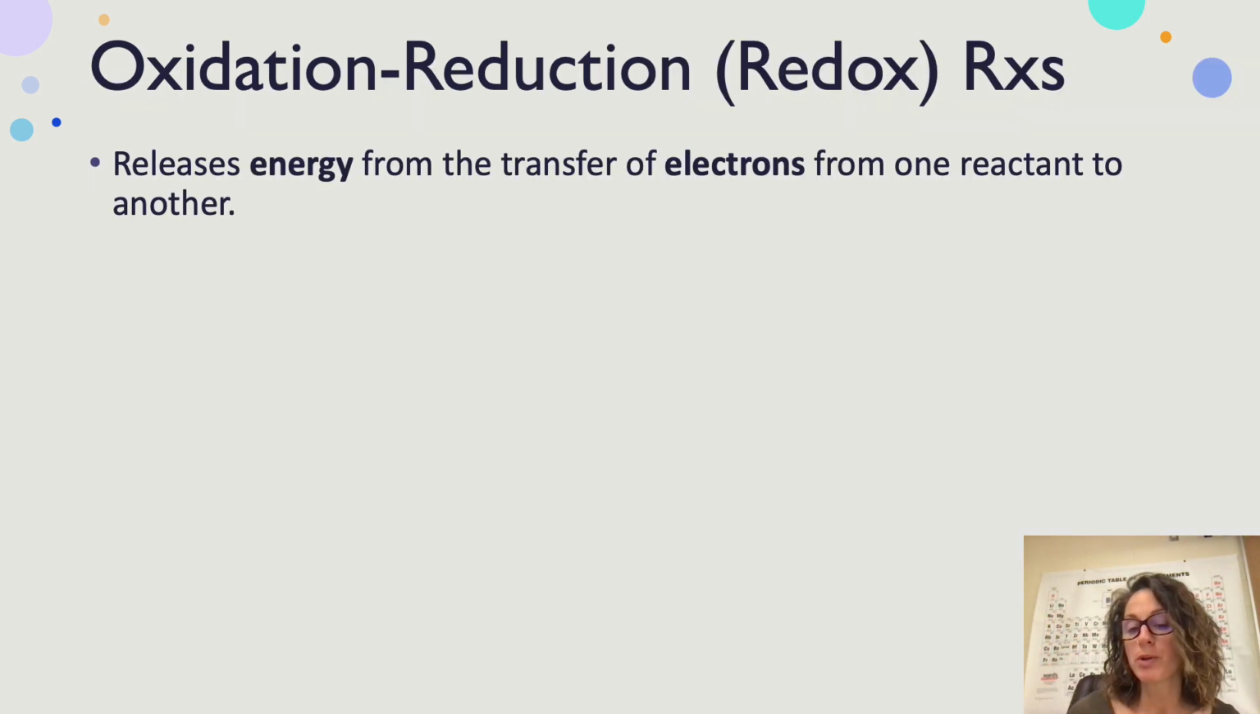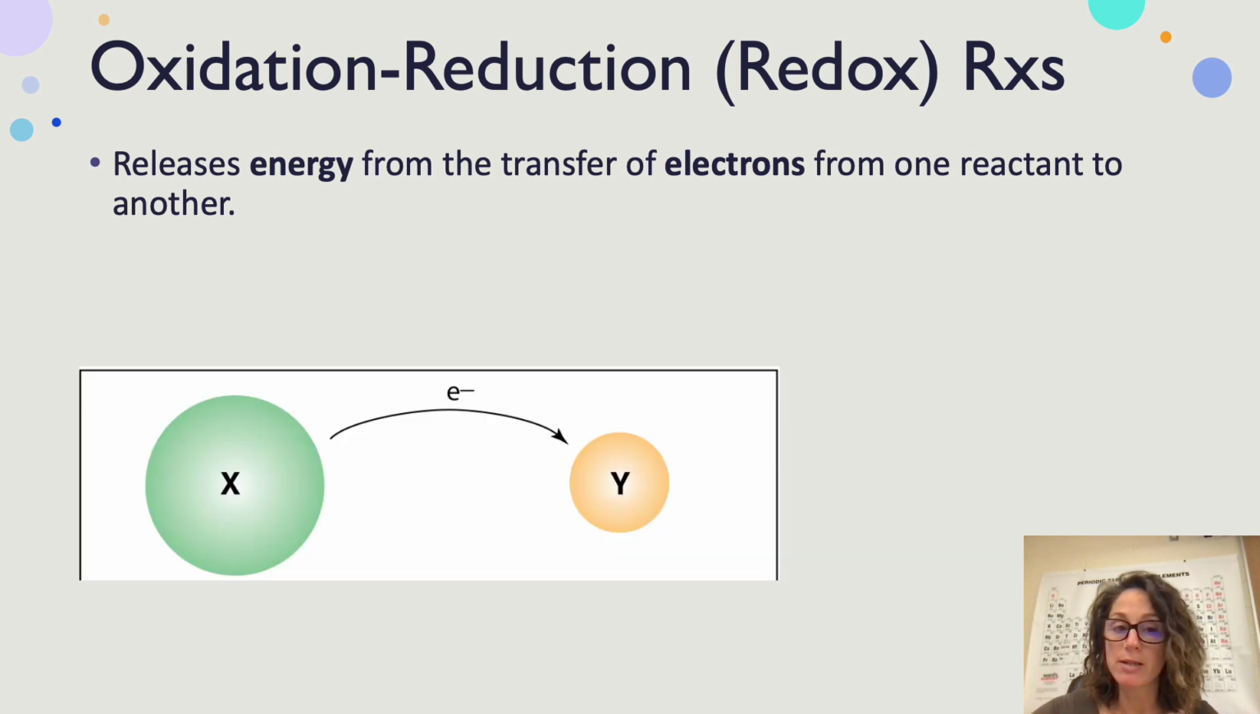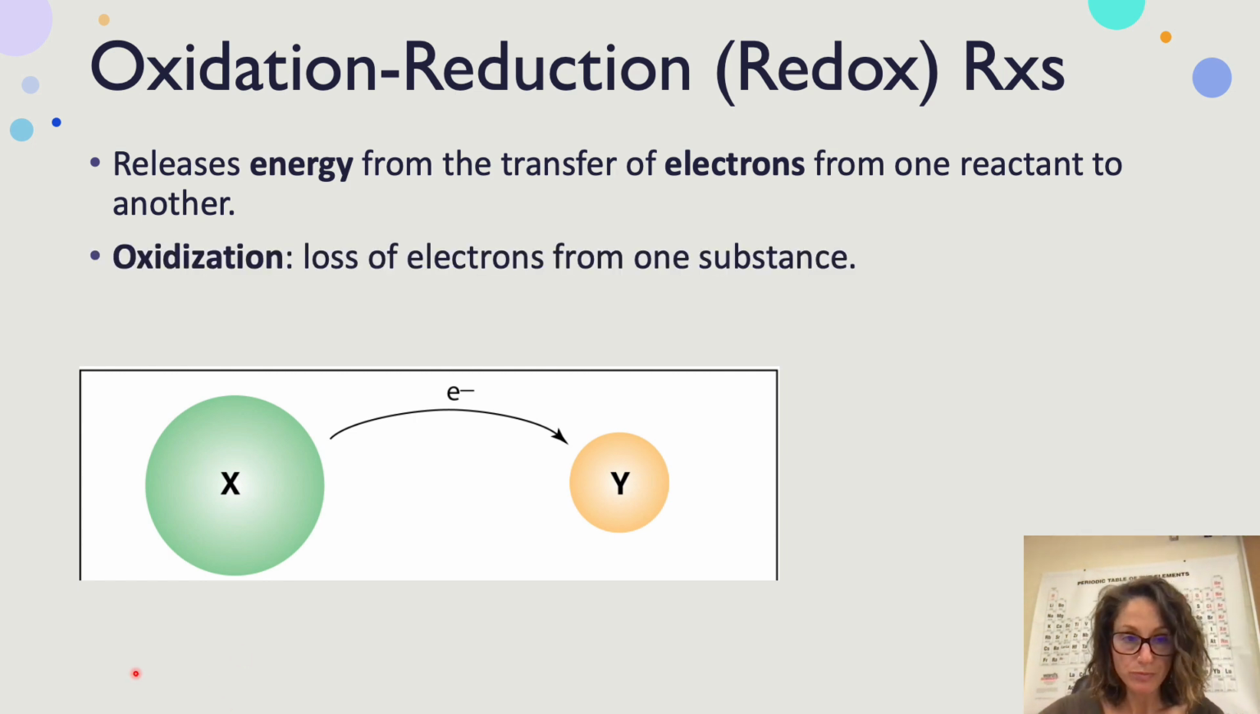Next, for the chemistry people, this would be review, but for the non-chemistry people, this is probably brand new. So this is an oxidation reduction reaction. This releases energy from the transfer of electrons from one reactant to another. And we see a lot of this in the upcoming units. So in this case, we have our X molecule losing an electron and giving it to the Y molecule. So in this case, oxidation is the loss of electrons from one substance. So X has been oxidized.